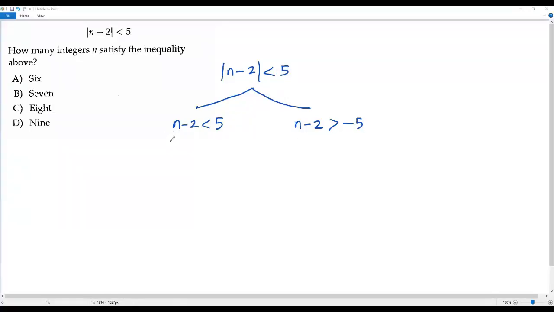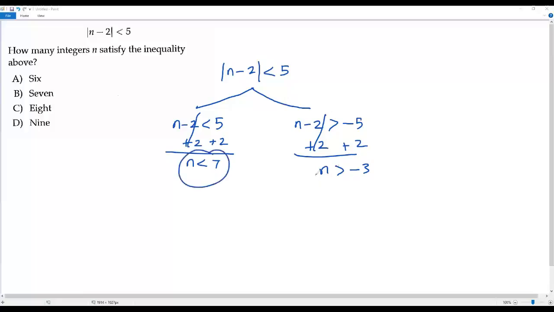Okay, now we have two inequalities and we have to solve each of them. To solve this inequality, I'm adding 2 to both sides. Then I get n less than 7. Here also I'm adding 2 to both sides. Negative 2 and positive 2 cancel out, so n is greater than negative 3.